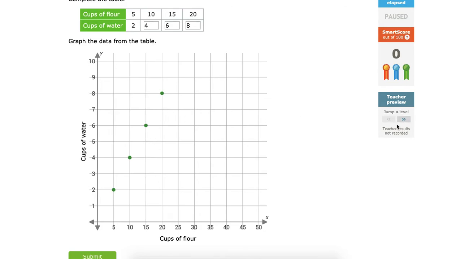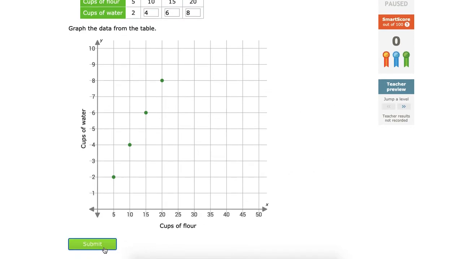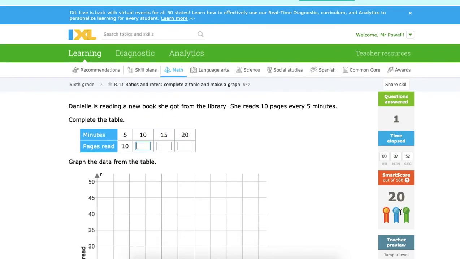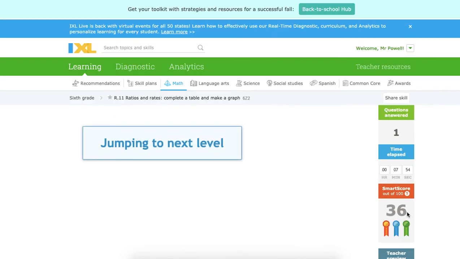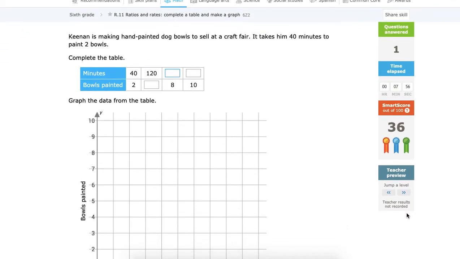Let's go ahead and try one more. Let's submit this one and try one more here. Some of these tables are going to be a little bit harder to get. So 40, 120, that just doesn't jump up to 80. So we've got to really use multiplication here. What do we times 40 by to get to 120? I know 4 times 3 is 12, so it's just 40 times 3. So that means it'd be 2 times 3, so that'd be 6.